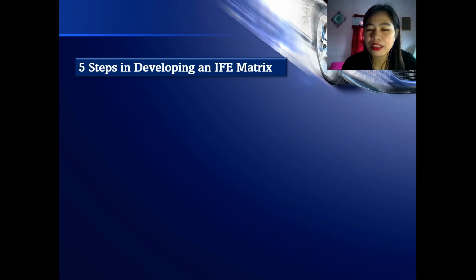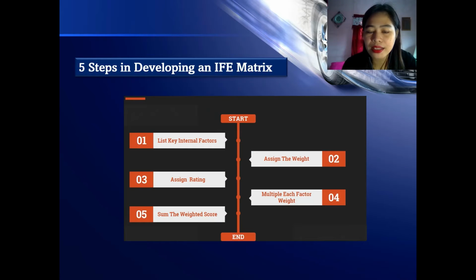We have 5 steps in developing an IFE matrix, the same as the EFE matrix. First, you list 10 to 20 key internal factors. You assign weight. You assign a rating of 1 to 4, 1 being the lowest, 4 being the highest, in regard to their consideration in that area. Then multiply each weight by the rating. Then you sum the weighted scores, and you have developed the IFE matrix.